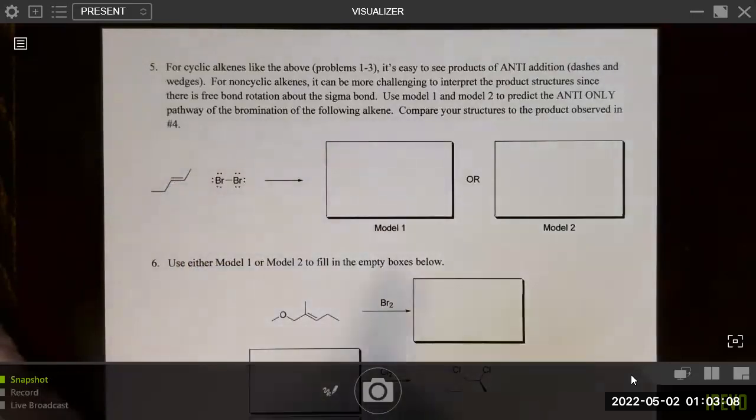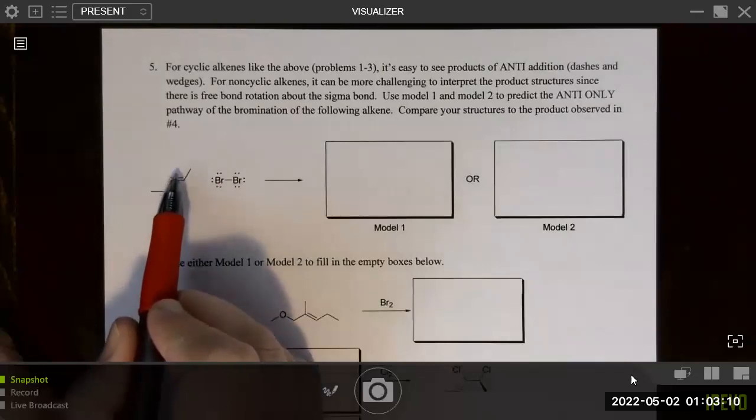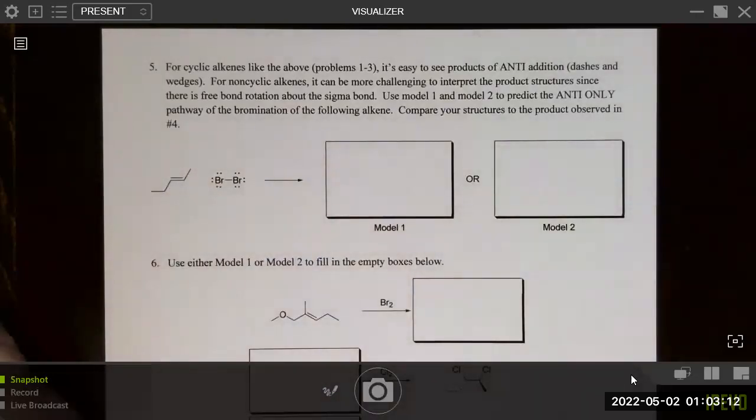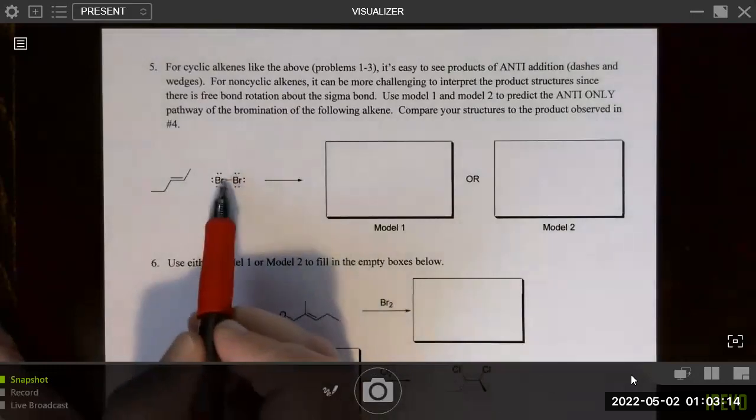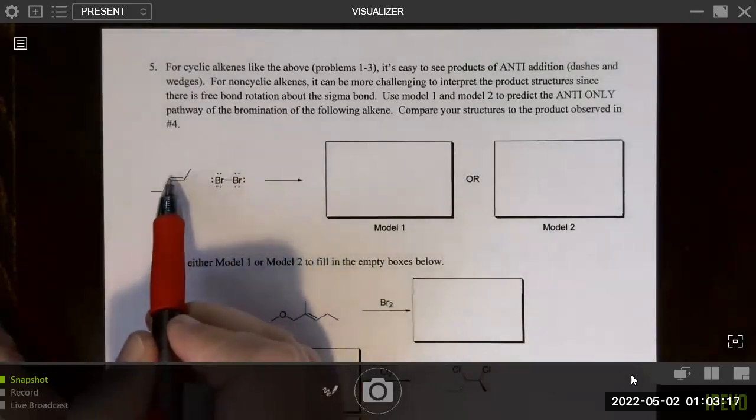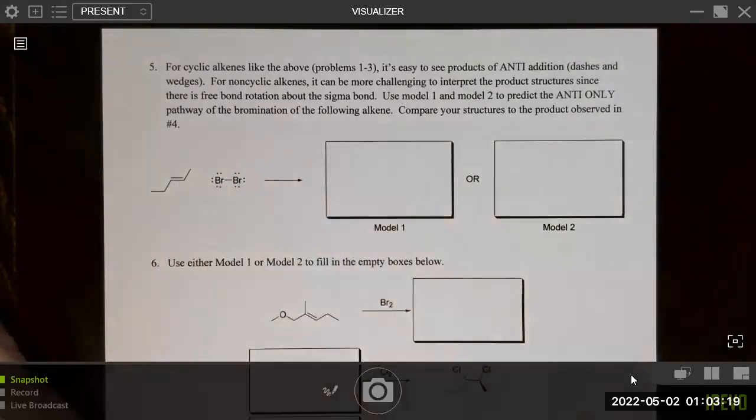But once this becomes a single bond, now we have free rotation about that single bond. And so we can draw the incoming bromines looking as if they've done syn addition just by bond rotation. So that's why it's a little bit more challenging. So let's see how we can use our models that we talked about before to show the anti-product only pathway of the bromination of the following alkene. So compare your structures to the product observed in number 4.